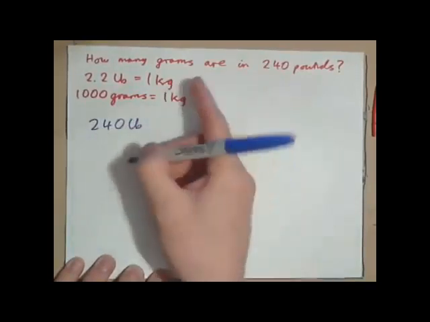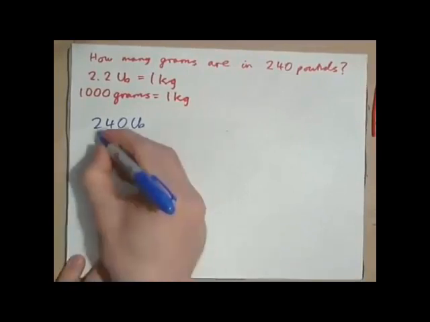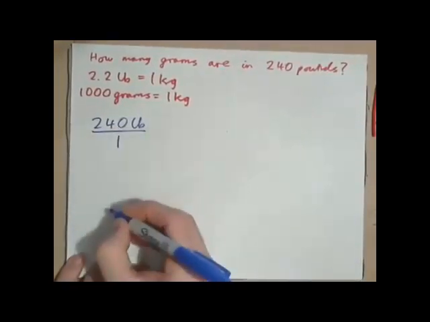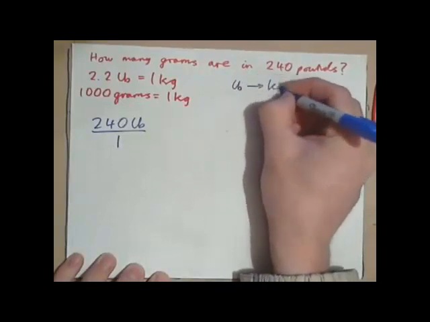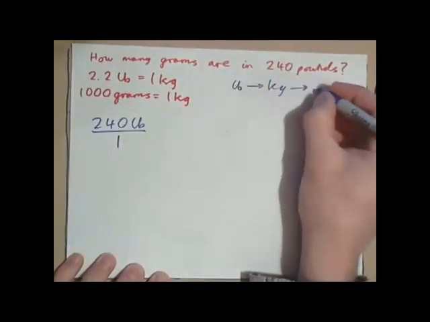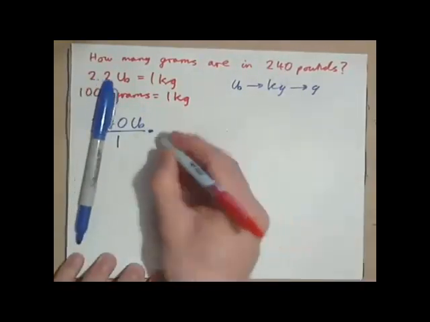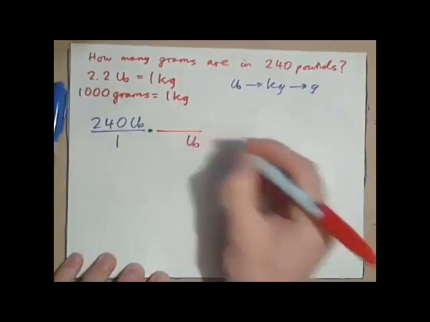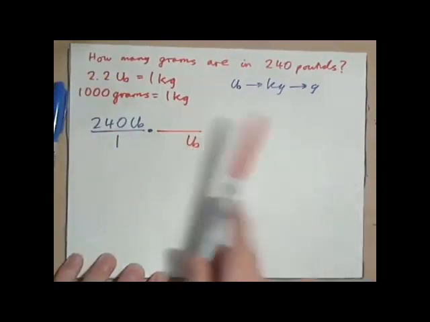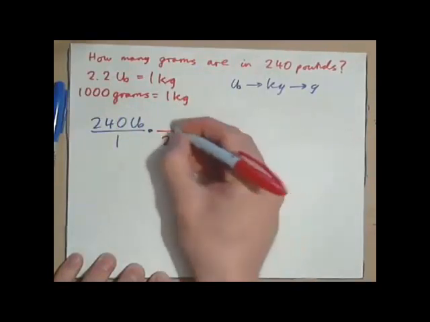We want to go from 240 pounds to grams. So, the trick is to write it as a fraction: 240 lb over 1. We want to go from pounds to kilograms, and then from kilograms to grams, right? So, multiply that by a unit fraction. That gets rid of the pounds. It needs lb on the bottom. So with the facts, we can form a unit fraction, such as this: 2.2 pounds, 1 kg.